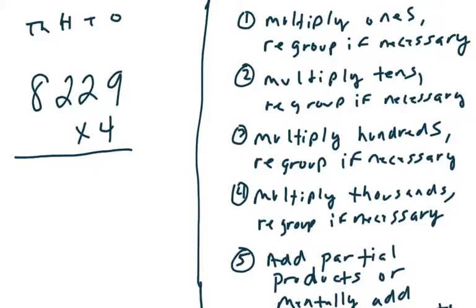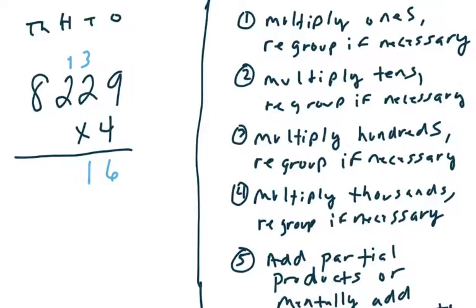So again, we're doing the same thing we did with the 3x1. We're going to multiply our ones, regroup if necessary. So starting off with our ones, 9 times 4 is 36. So 6, you're going to regroup your 3 tens. Then you're going to multiply your tens. 4 times 20 is 80, plus another 30 is 110. So 110, you bring your 10 down, then you're going to regroup your 100.